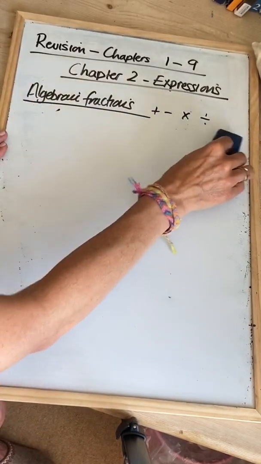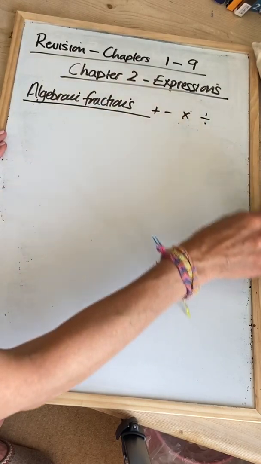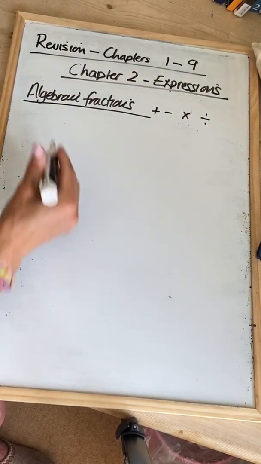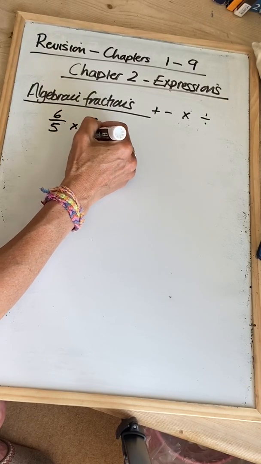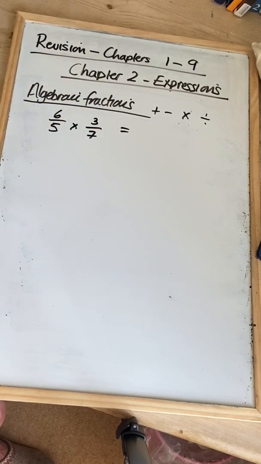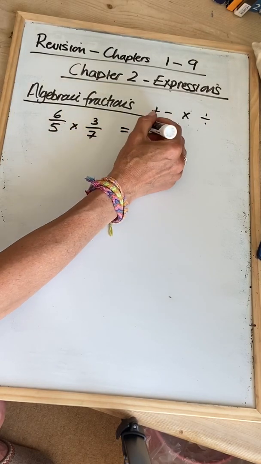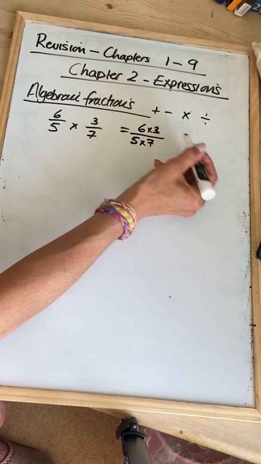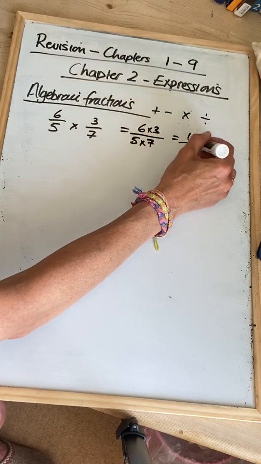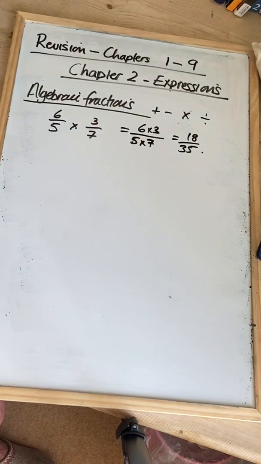Just going to have a quick look at multiplying fractions. If I've got 6/5 times 3/7, this is the easiest thing to do with normal fractions, isn't it? You just multiply the top together, 6 times 3, and multiply the denominators together, 5 times 7, and you end up with 18 over 35. Okay, so we're going to apply the same rule for algebraic fractions.